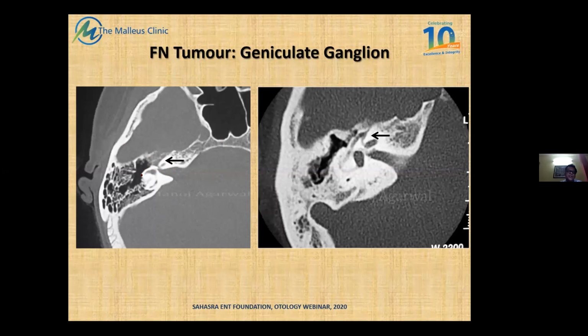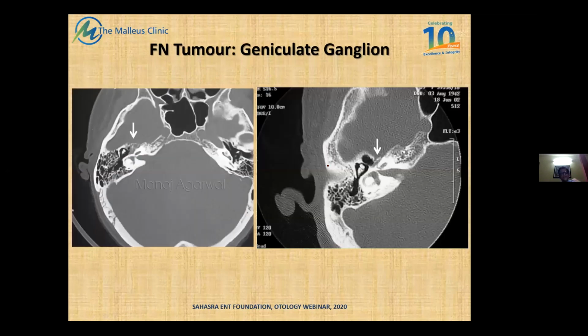Okay, vestibule here, lateral canal, posterior canal. Vestibule here, posterior canal, you can see the lateral canal, the faint shadow. You can see the labyrinthine segment, geniculate ganglion, the GSPN, the greater superficial petrosal nerve, and the entire tympanic segment of the facial nerve. Same patient, same geniculate ganglion tumor, that's a hemangioma. Again, a comparative view, scutum for you, incudomalleolar joint, not yet affected.